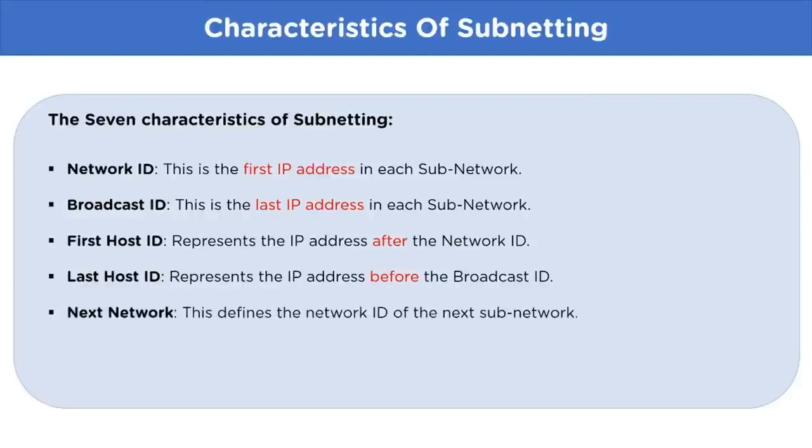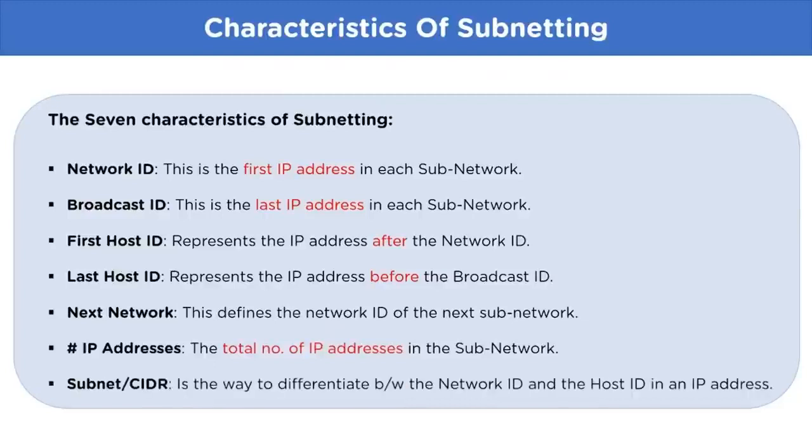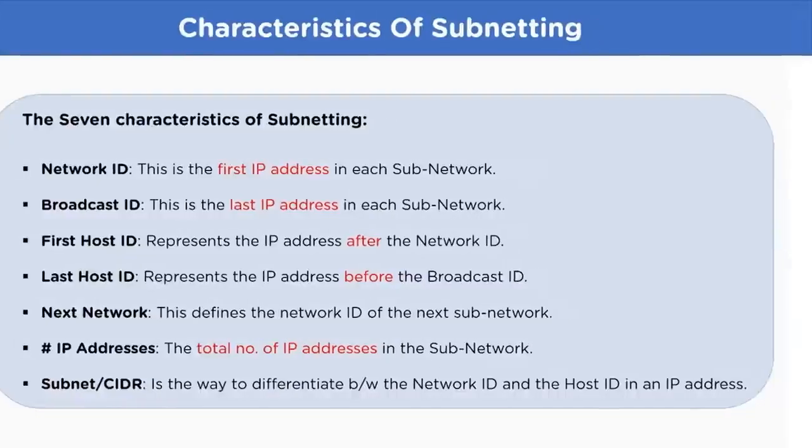Continuing, we have next network ID. This defines the network ID of the next subnet block. Then we have the total number of IP addresses in the subnetwork block. And lastly, we have subnet mask or CIDR, which represents the network ID and the host ID part in an IP address. To better understand all the attributes of subnetting, let's take a look at an example.